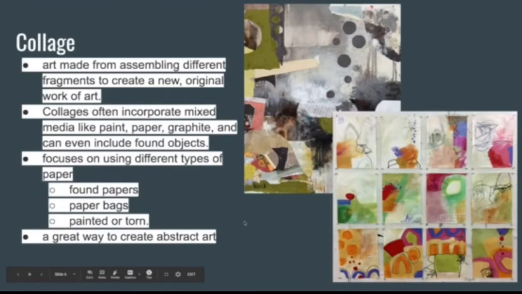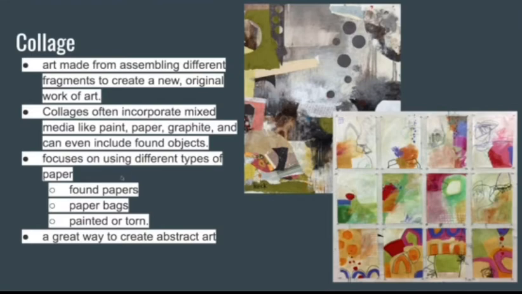So collaging oftentimes is associated with abstract art because you are assembling things, cutting up pieces of paper, using multiple types of media, and putting it together to create something a lot of times abstract. So collage uses mixed media, so paint, pencil, pen, graphite, any of these things. You use multiple types of media and you pair them all together.